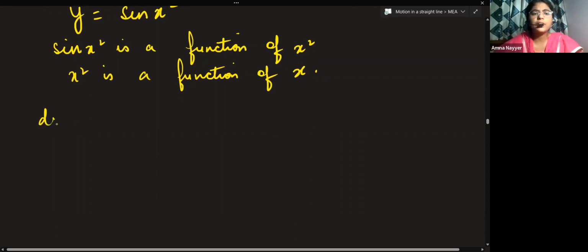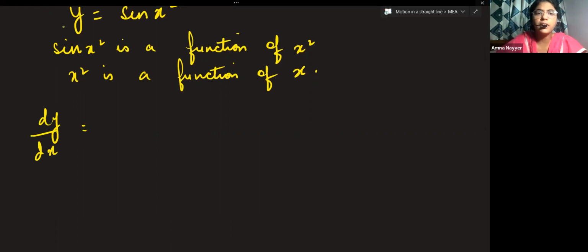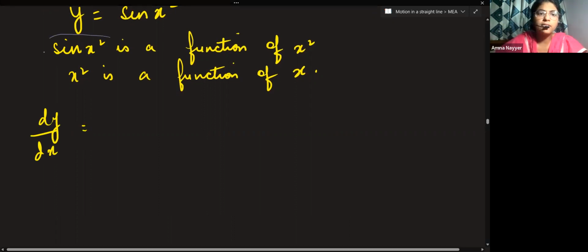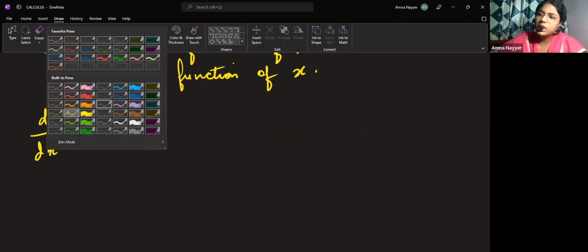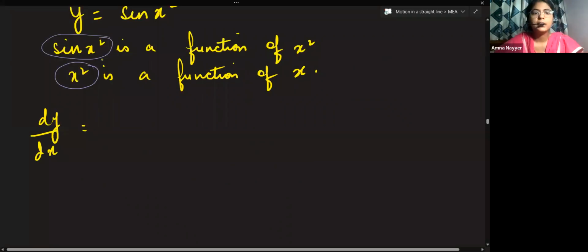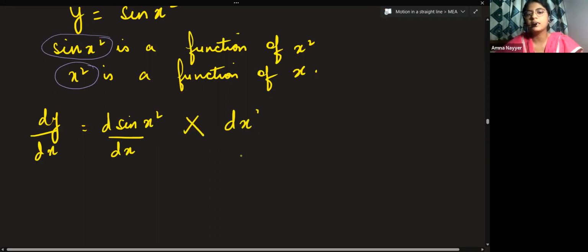It's just that when you differentiate dy over dx, first differentiate the first function which you have identified. For example, I have identified sine x square and then x square. These two functions I have identified. So I will differentiate them and take the product of them. First I'll differentiate sine x square over dx, then multiply and differentiate the second one. And the last one is dx over dx, so no need to differentiate it because that will give you 1 only.